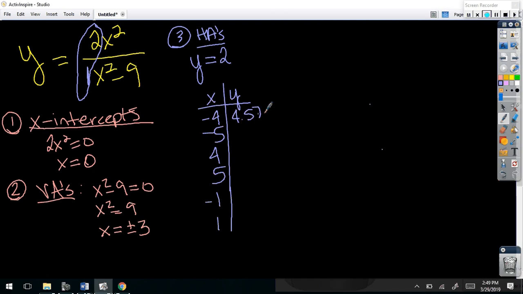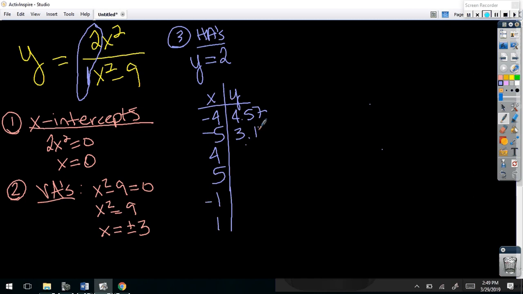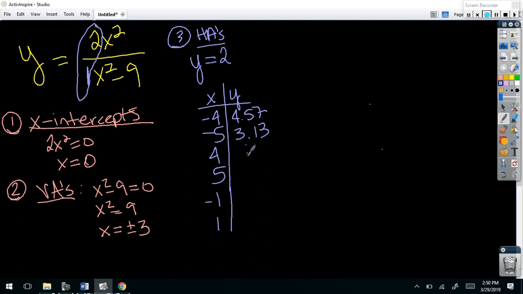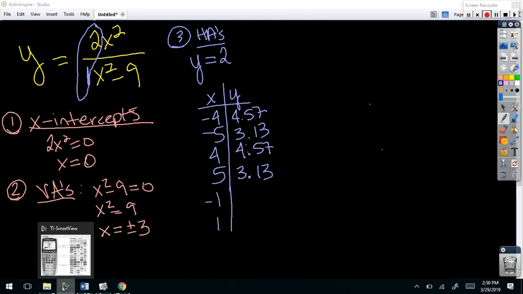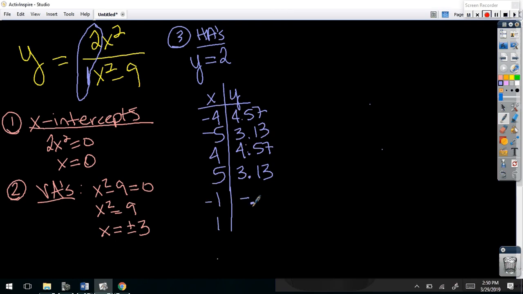4.57, 3.13, 4.57. So what we were saying is that means that it's symmetrical on both sides. -0.25.